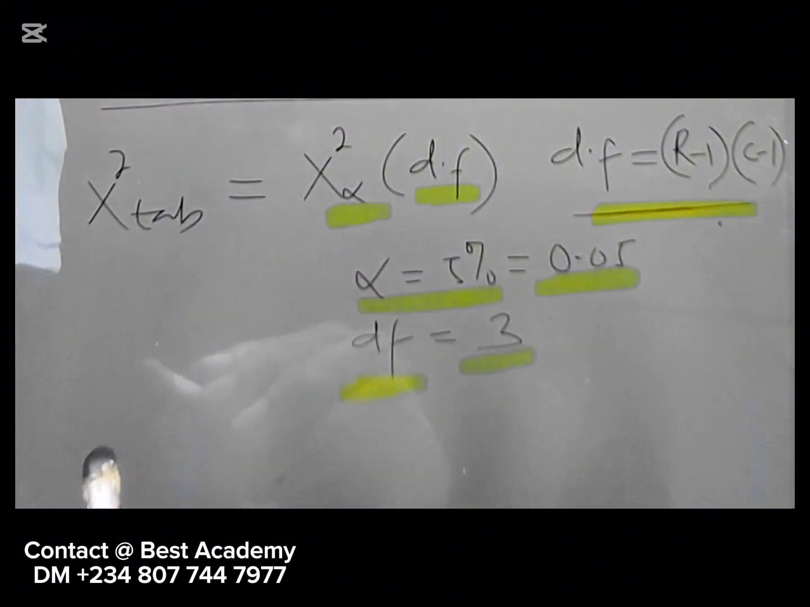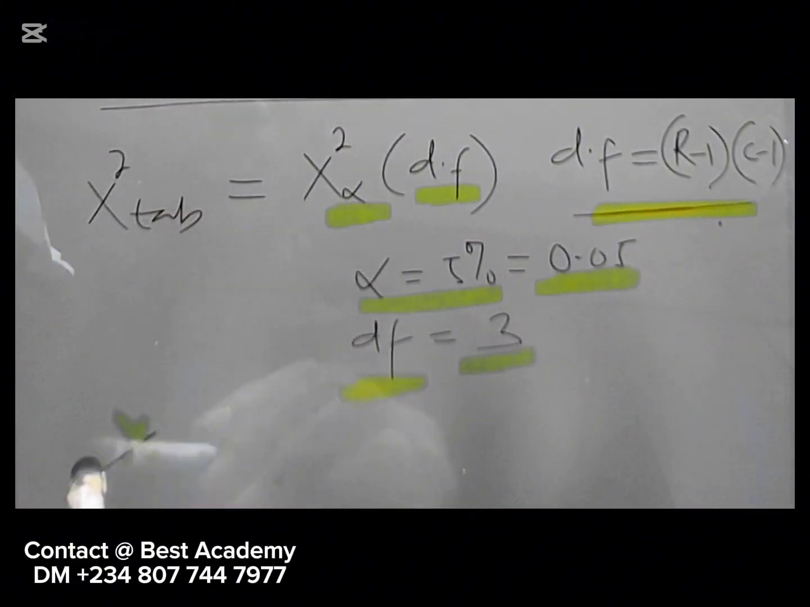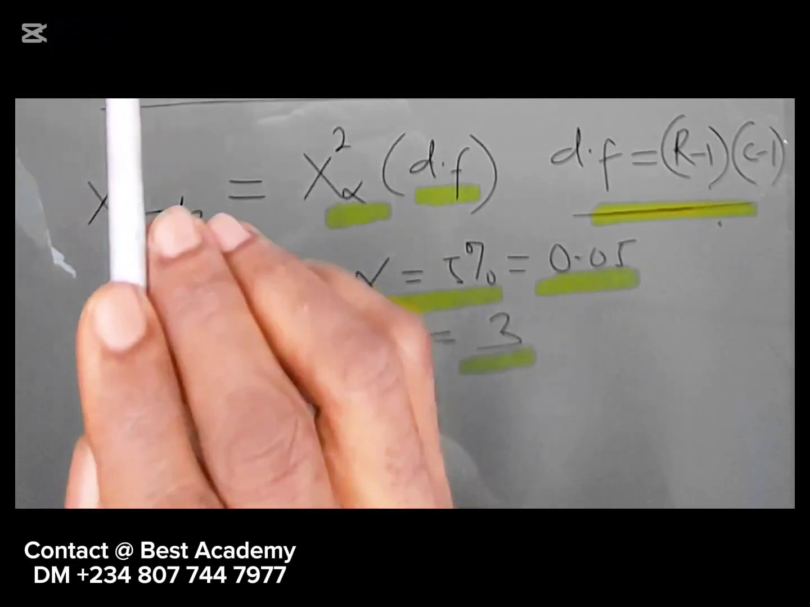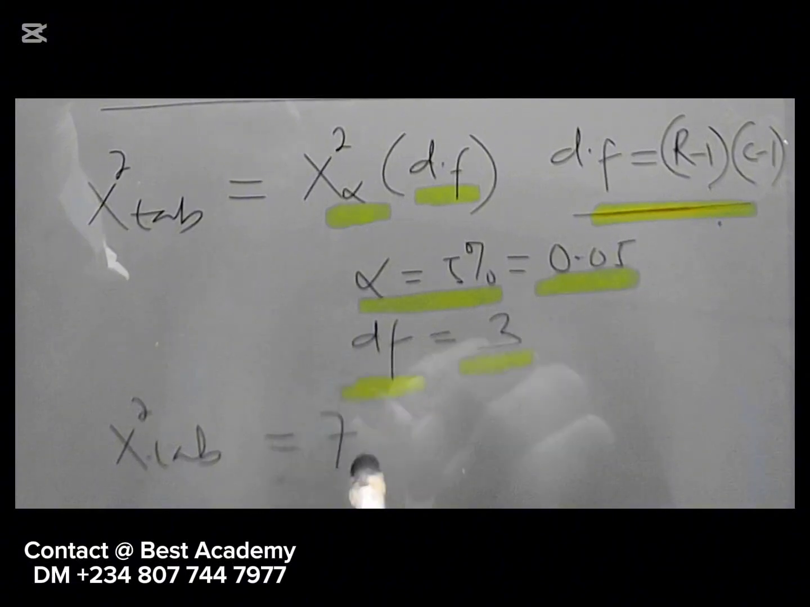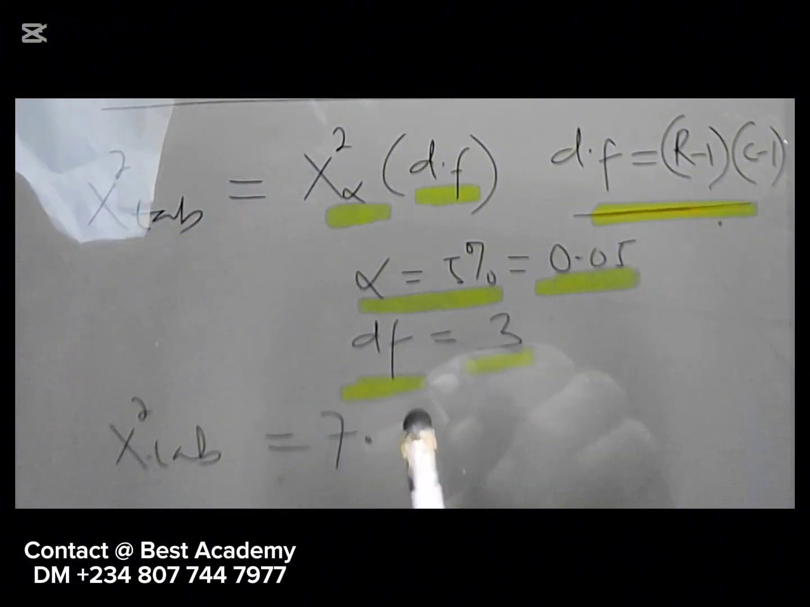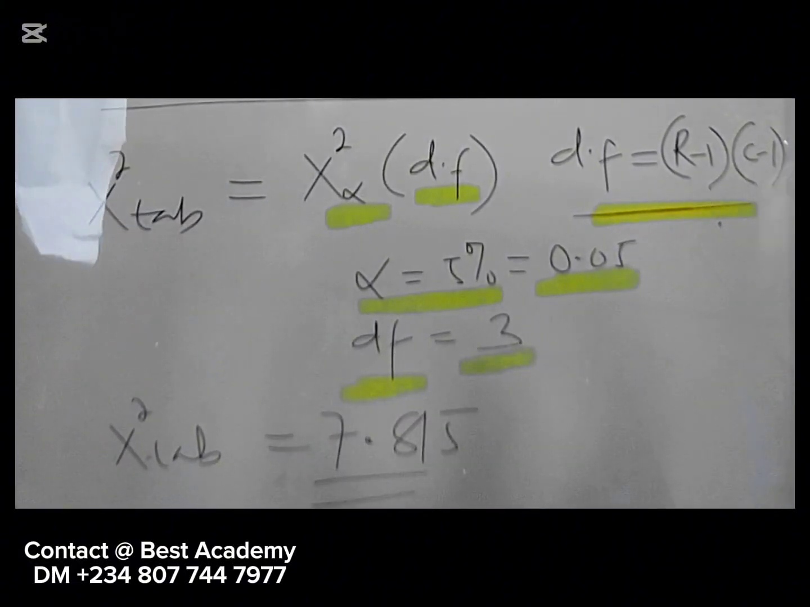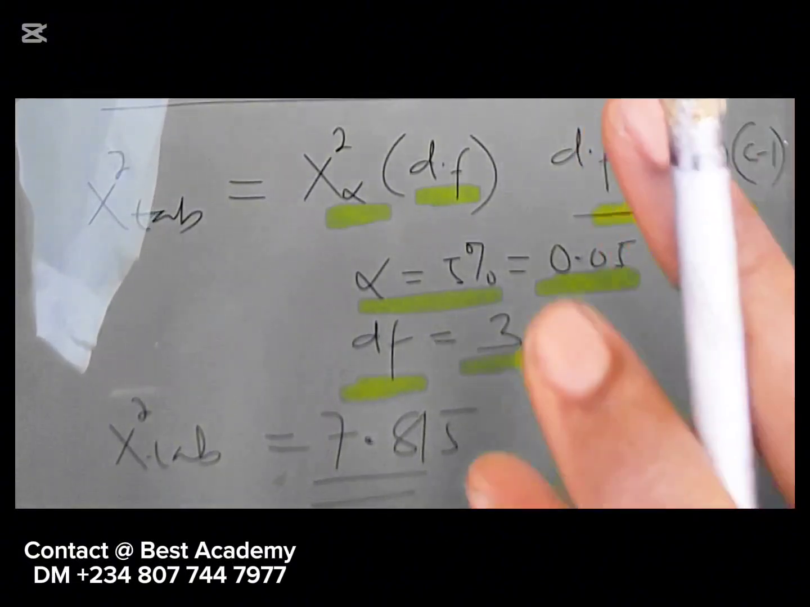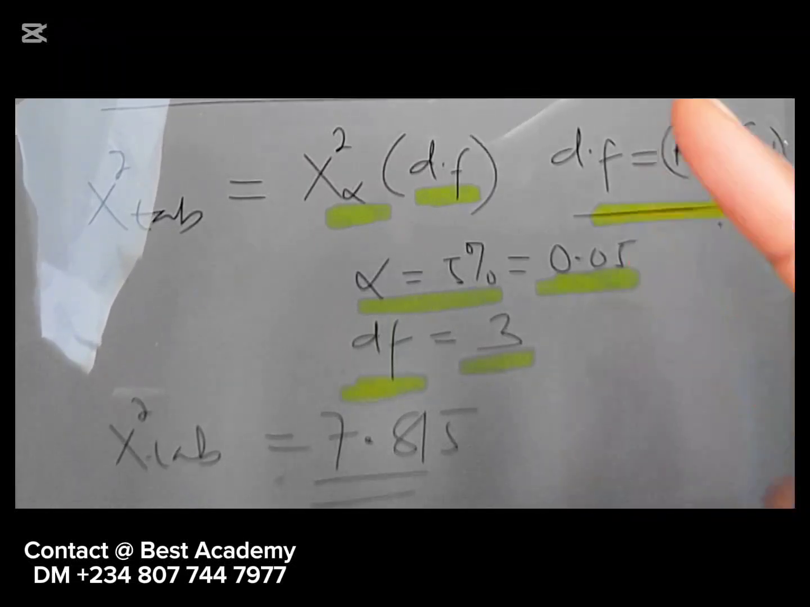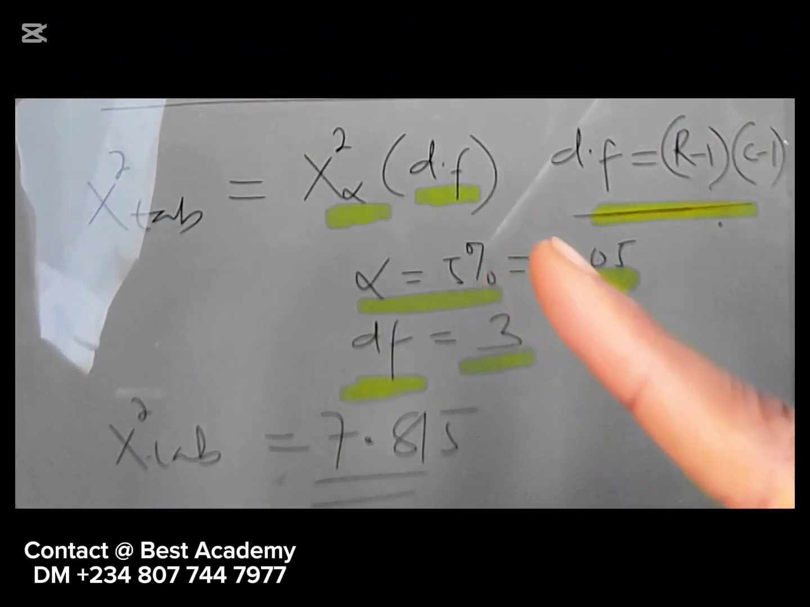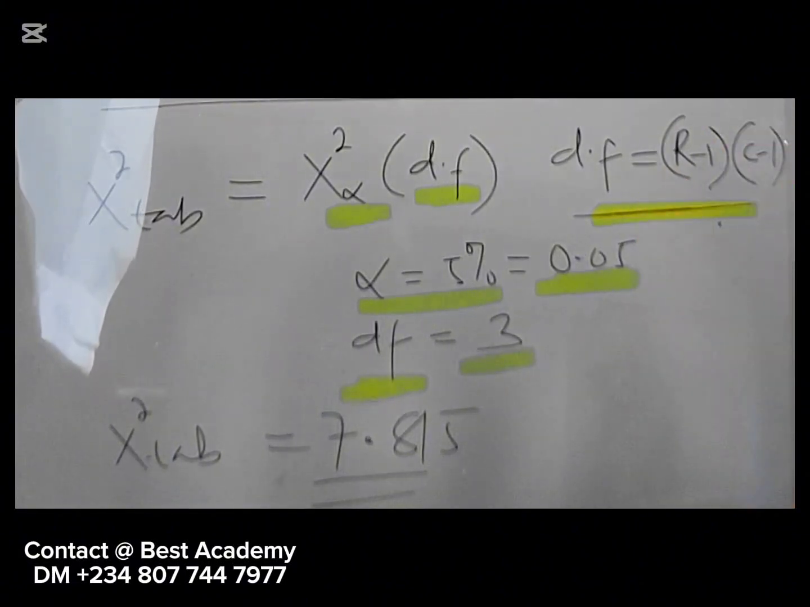So the chi-square tab under this assumption is 7.815. This is how we calculate chi-square tab. When solving a particular question, I'll show you how to find the row part and the column part. The level of significance, the percentage, will be given to you in the question. So the only thing left is how to find the degree of freedom.